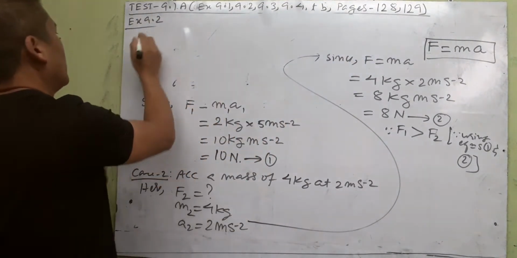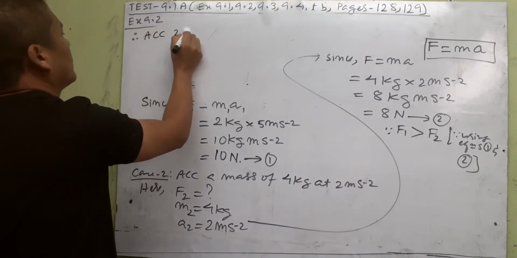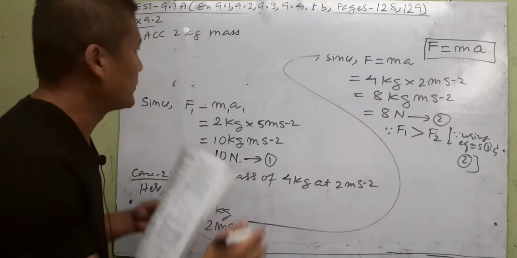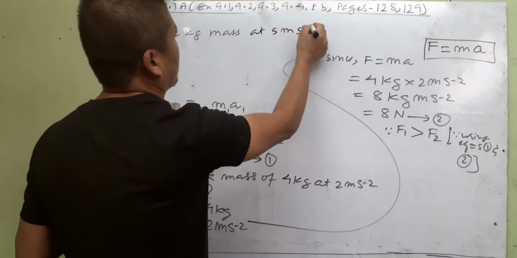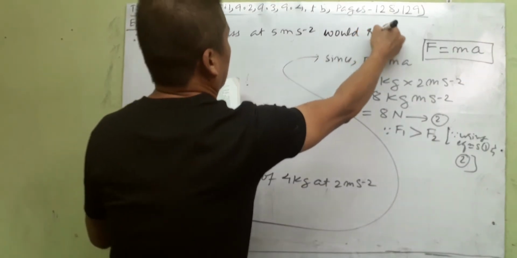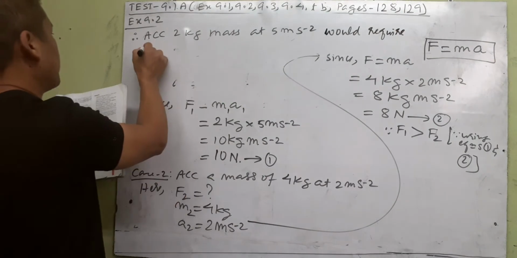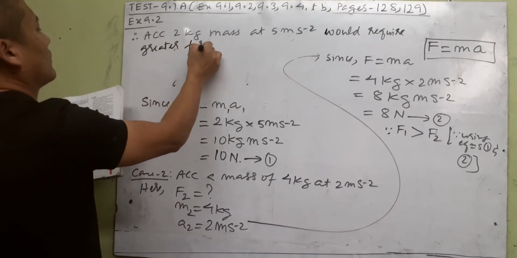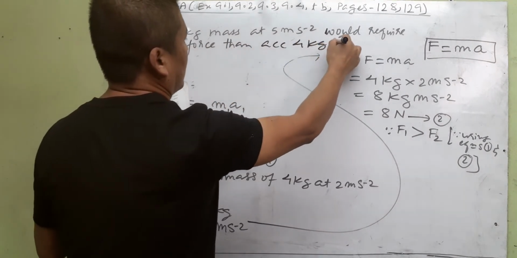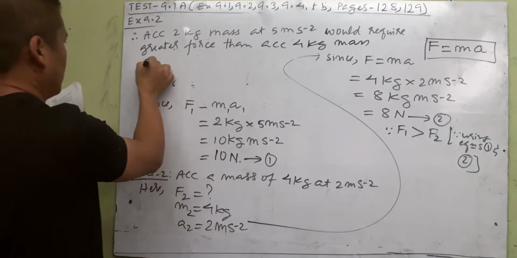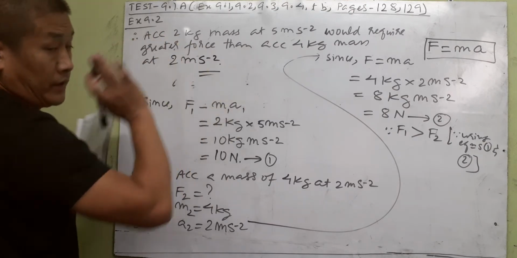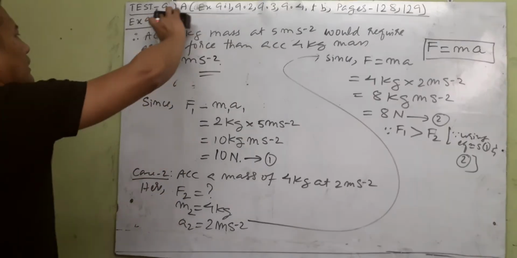Therefore, accelerating 2 kg mass at 5 meter per second square would require greater force than accelerating 4 kg mass at 2 meter per second square. So the first case is going to need greater force. That's your answer. Let's go to 9.3 then.